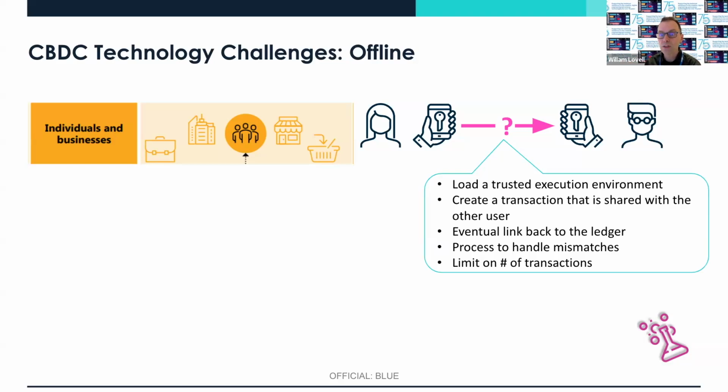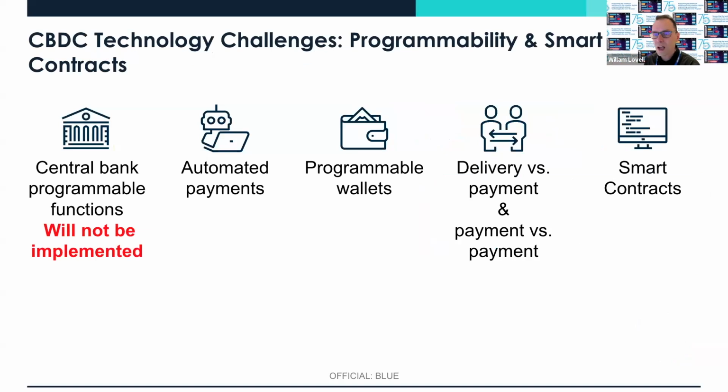The last thing I'm going to talk about is programmability, and then we'll have a little bit of time for questions. So how do we think about programmability and smart contracts? First thing I want to say is about central bank programmable functions. This is something that's generated a lot of concern, that somehow we're going to have money and that either ourselves in the Bank of England or someone in the government is going to put controls on what you can and cannot spend it on. And that's why I've put it in red here, will not be implemented.